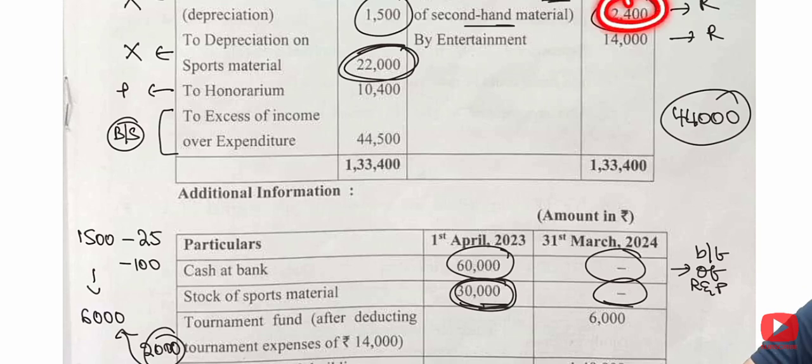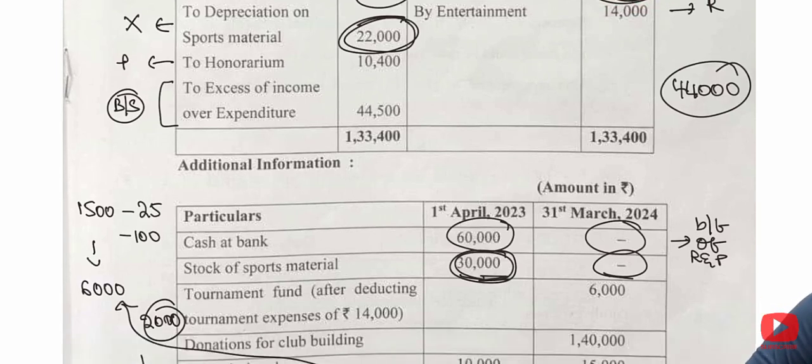And 2,400 is the sports material, sale of second-hand material. You can do one thing. It is scrap. You can take it as scrap sale also. It is not going to bother us in our depreciation calculation. This is one tricky area. You have to be careful about it, because they have not told the date on which it is sold.